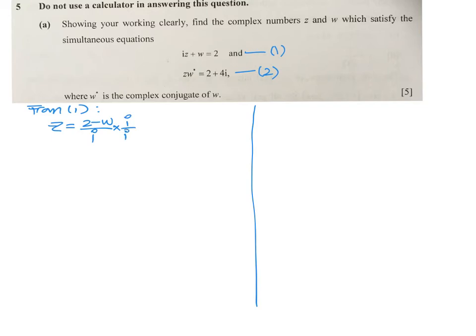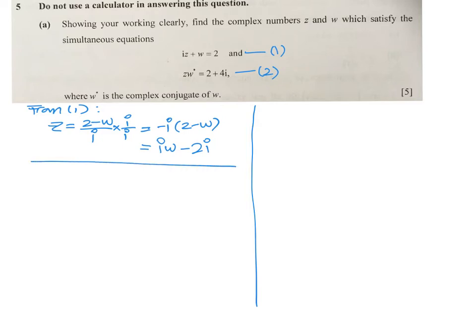Okay, let us try another substitution. Before we write out the substitution, let's label this equation as 1, this equation as 2. From equation 1, we could have z equals 2 minus w over i. So how do we rationalize i in the denominator? Simply by multiplying i to the numerator and the denominator. That will get us negative i, remember, i squared is -1, times 2 minus w. So I can simplify to iw minus 2i. So we will replace z with iw minus 2i in the second equation.